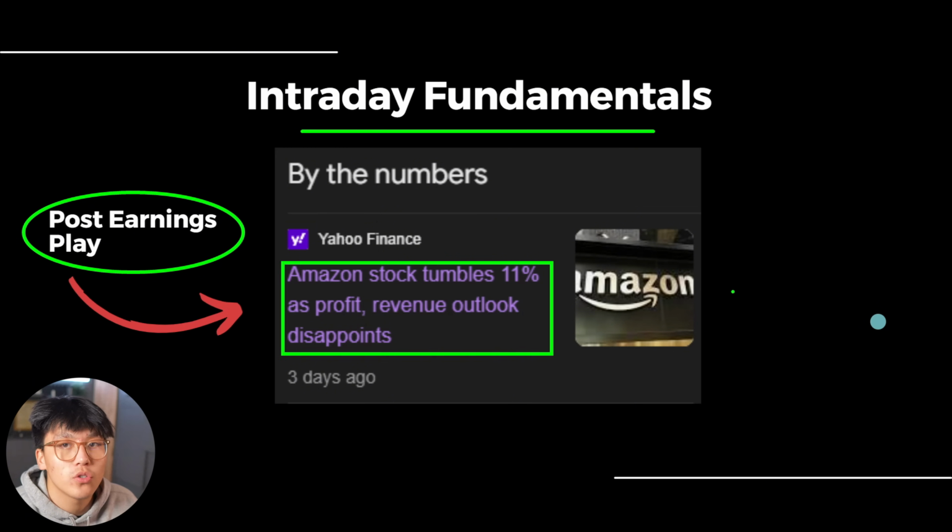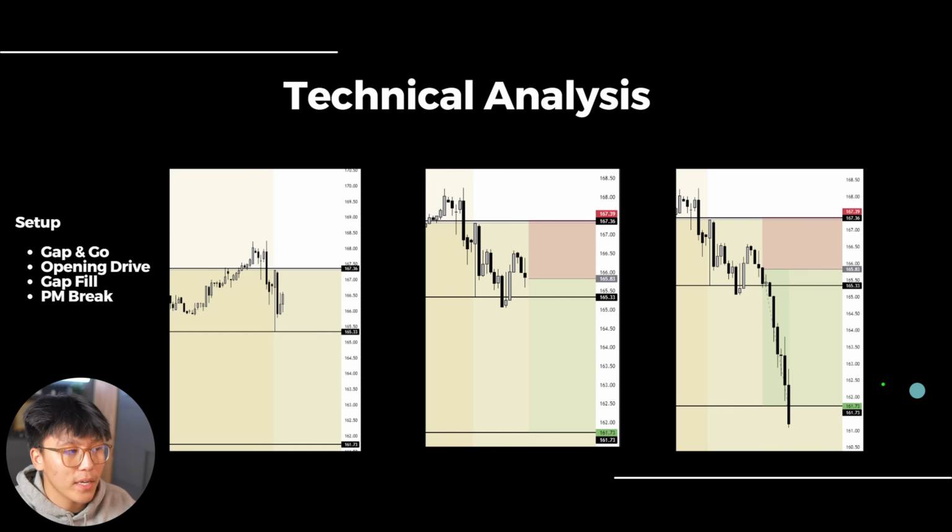Now let's go on to the technical analysis. Right here, you can see the technical analysis, the setup coming into market open. We already know that price is bearish, so we're going to be looking for a potential gap and go towards the downside. You can see we're also looking for the opening drive play. Whenever we do have earnings, we always look for a potential opening drive play towards the downside.